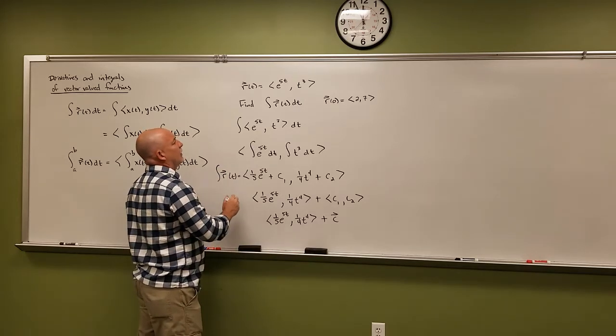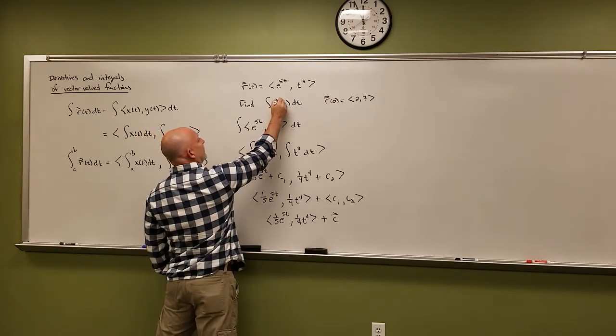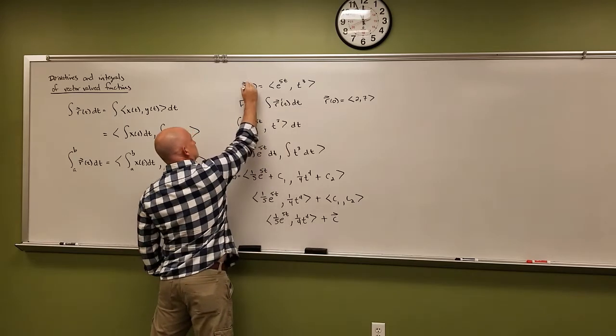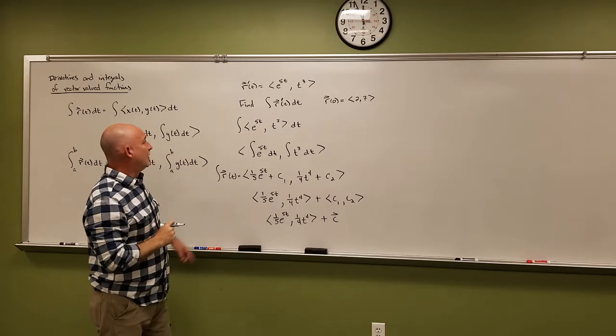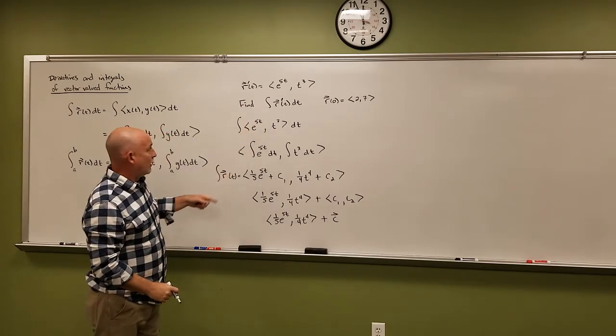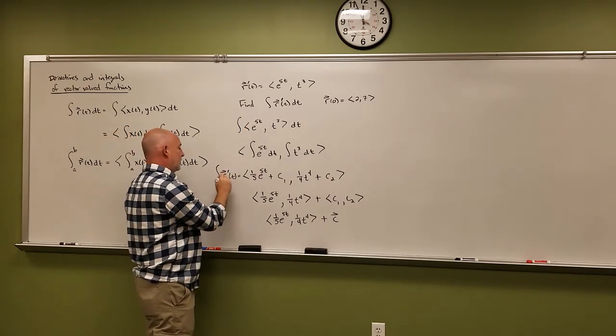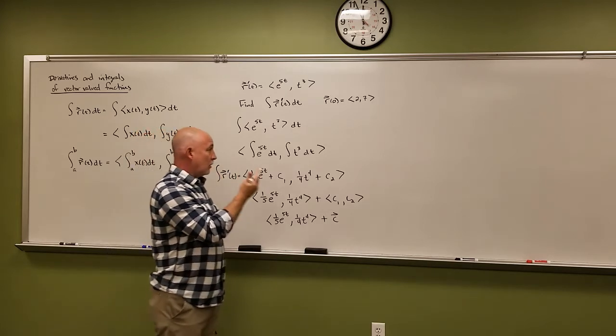But let me change the notation here just a little bit. Go back and call that r prime. I don't want to come up with a whole new example. Just call that r prime, right? So if we integrate it, we get r here. So this is the integral of r prime of t, or r of t.